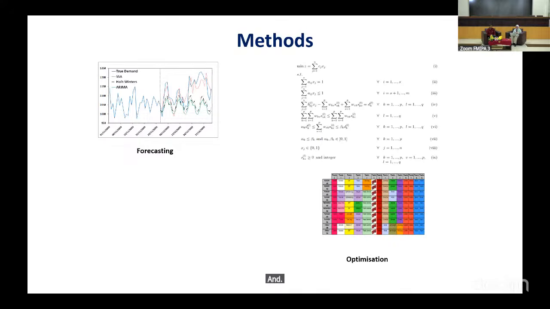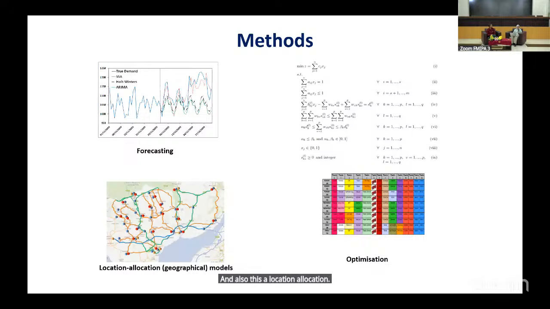And another one is optimization. This can be applied, for example, in surgery scheduling in a hospital, or staff scheduling, or room scheduling. I don't know if you applied it in university, so exam room scheduling. And also there's a location allocation model, which is quite useful to see, if we have enough money to build a hospital, where should we build the hospital?